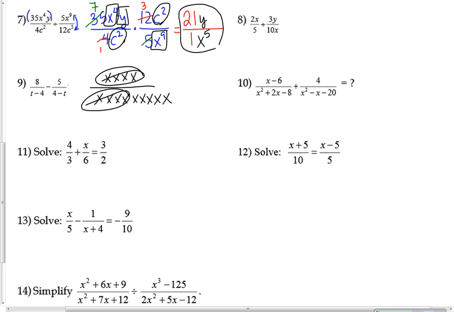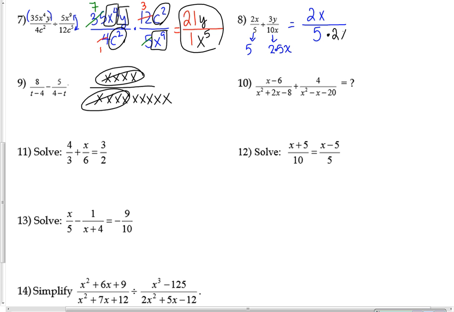In order to add fractions, I have to have a common denominator. So right now, I don't have a common denominator. I can think of 5 as being a prime number. It's just 5. 10x is really like 2 times 5 times x. So my least common denominator needs to be able to build any of the denominators. My first fraction was 2x over 5. The least common denominator is going to be 2 times 5 times x, or 10x. That will have all the denominators.